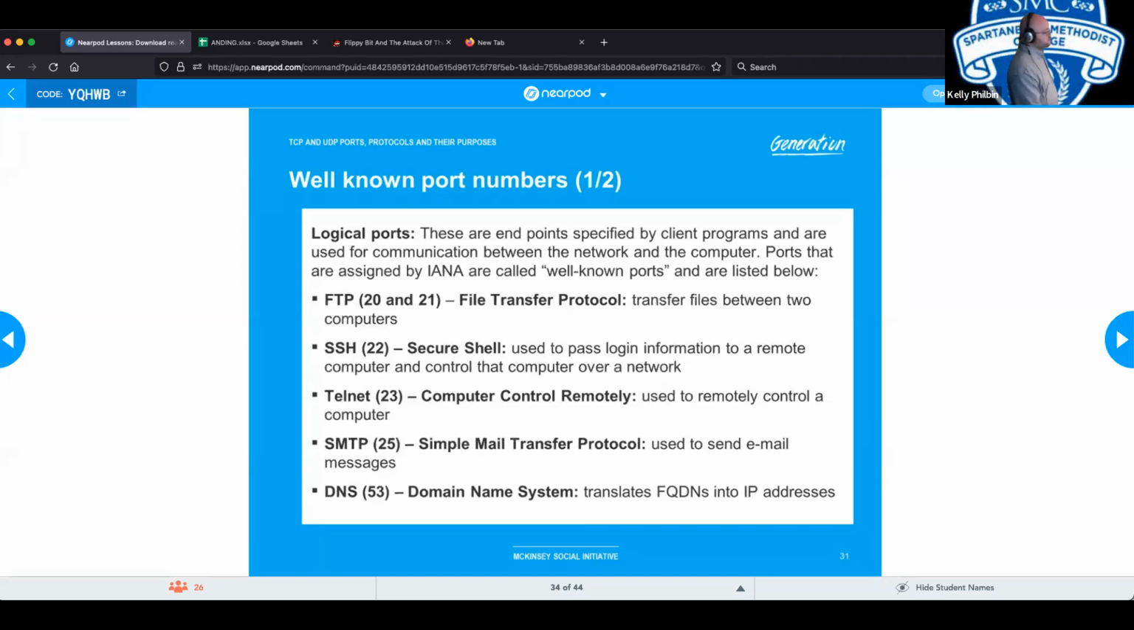Next, secure shell. This is used to pass login information to a remote computer and control that computer over the network. And this has at least some layer of encryption involved with it. Hence the secure shell operates off of port 22.